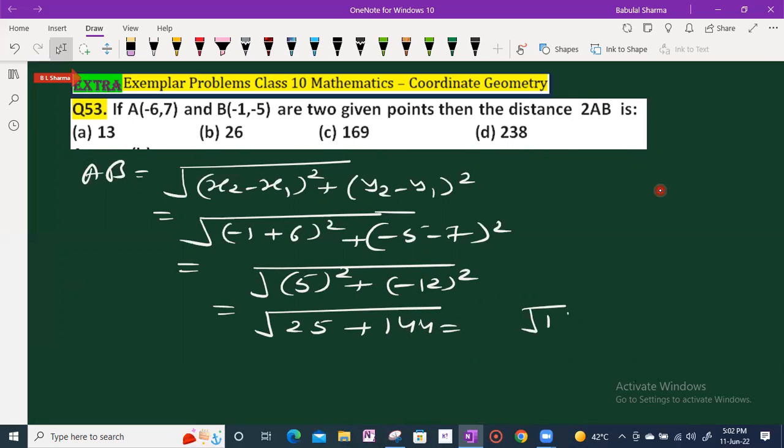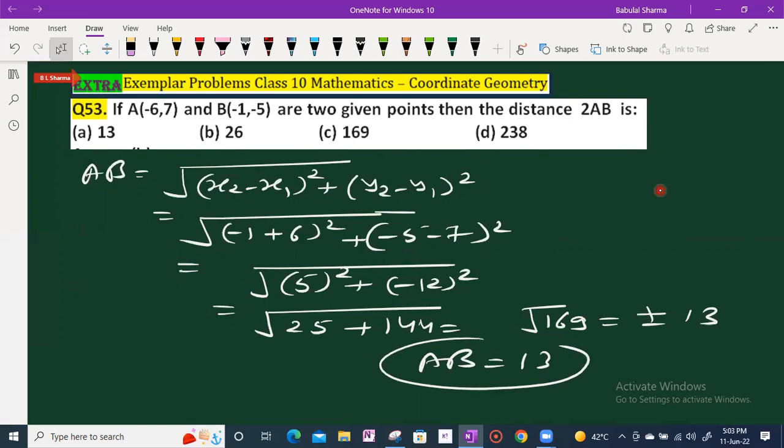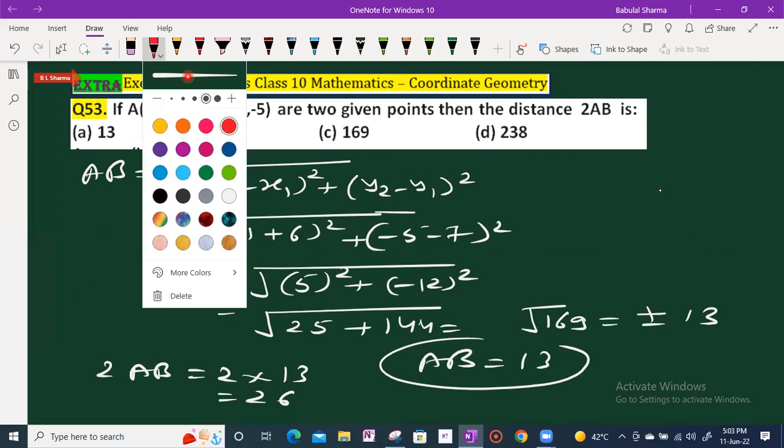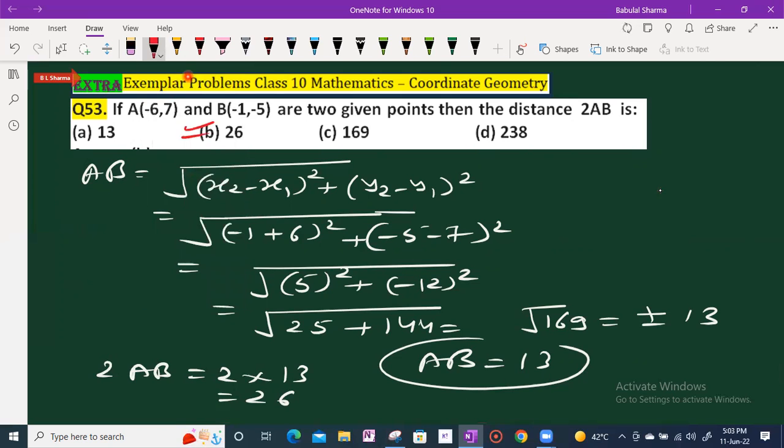25 plus 144, that is 169, and its square root is plus minus 13, but the distance is taken only positive, so AB is equal to 13, and therefore twice of AB is twice of 13, that is 26. So the answer of this question is twice of AB is 26. Answer.